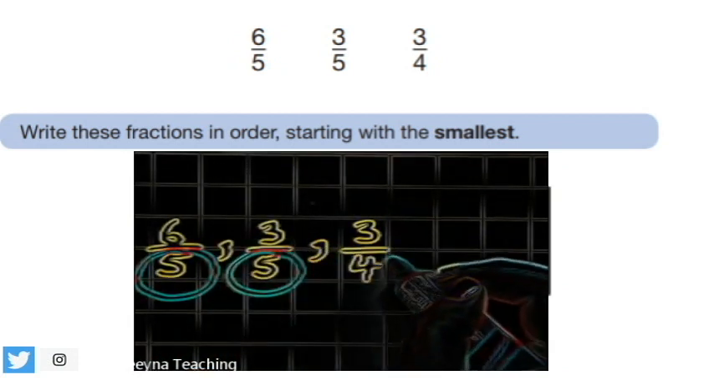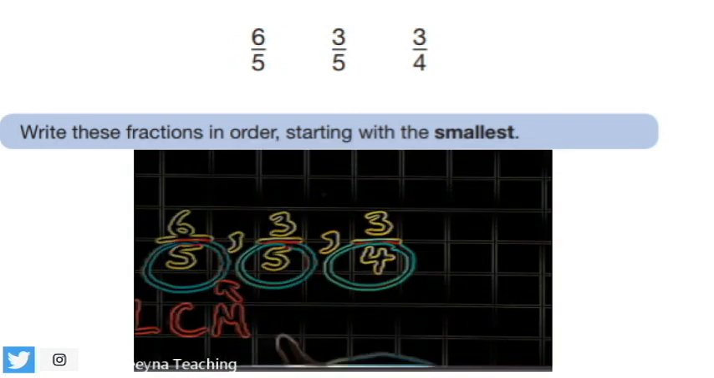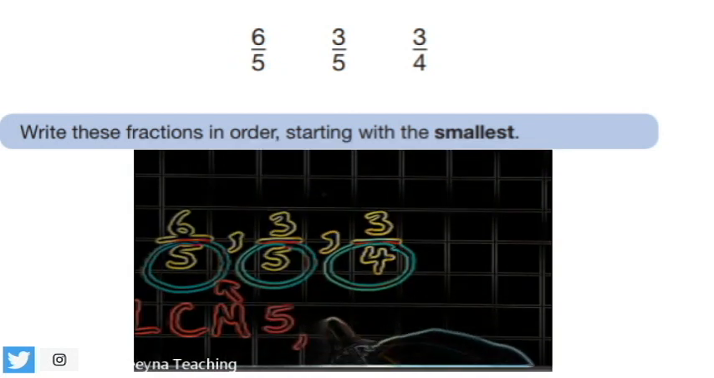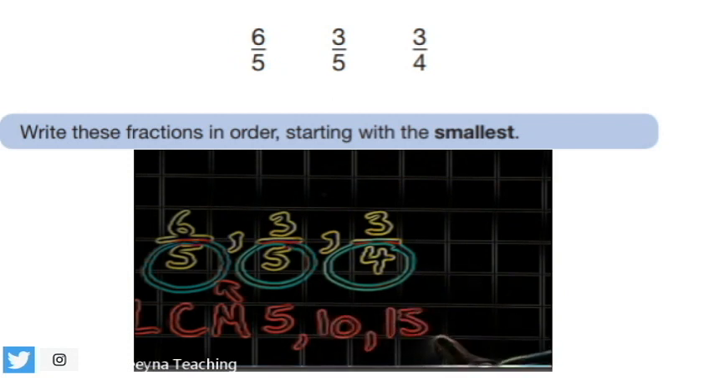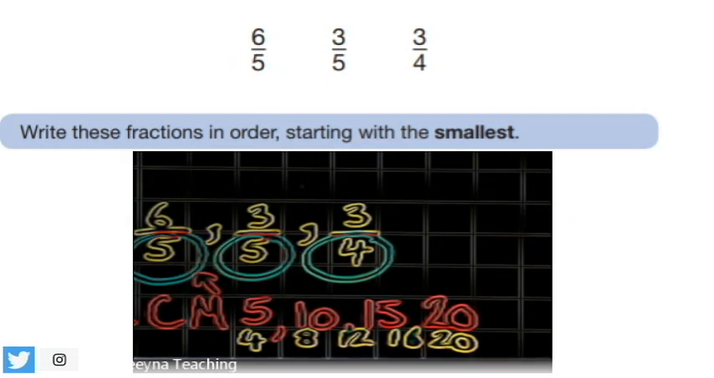As these fractions have different denominators, we need to make a common denominator by finding the lowest common multiple. The lowest common multiple in 5 and 4 is 20. The common denominator will be 20.